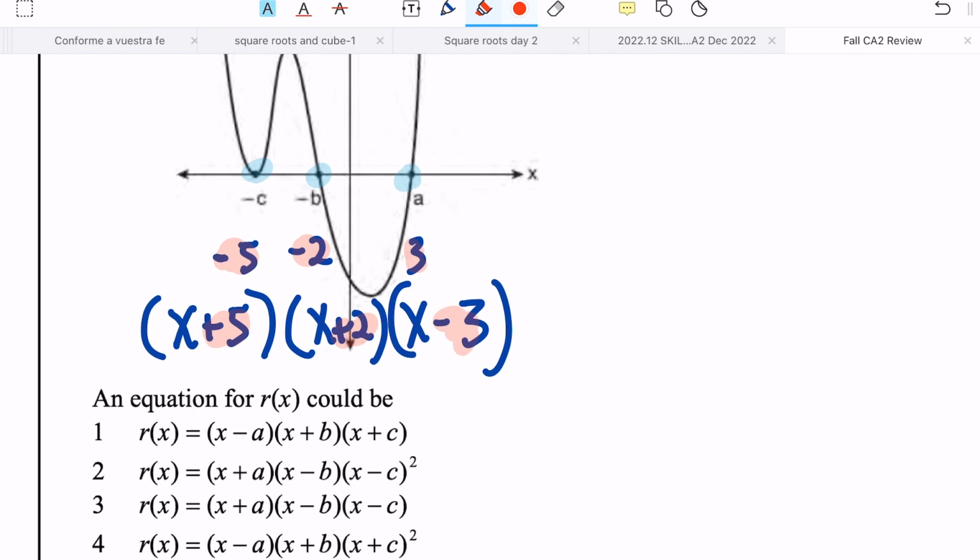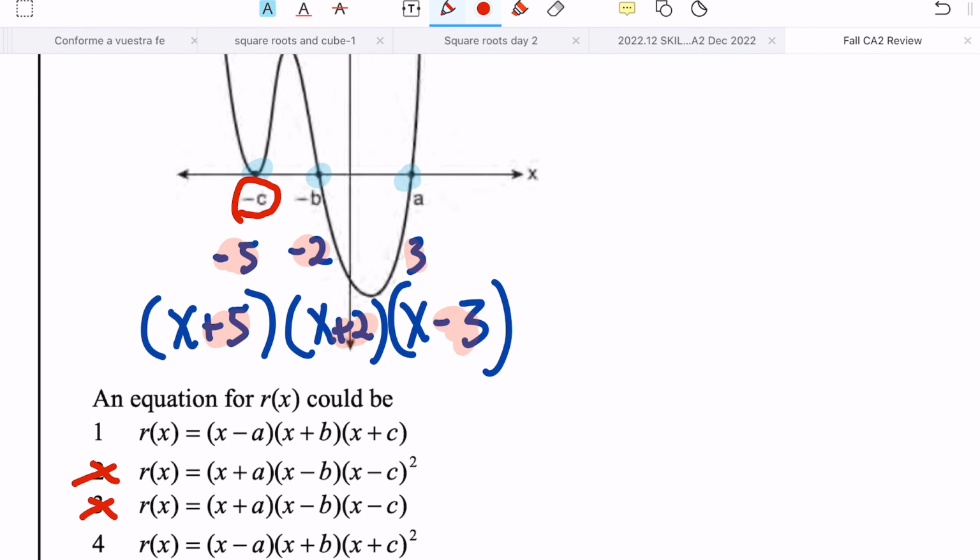So I should be looking for an x plus c. If I don't see an x plus c, because it has to be the opposite, I can actually eliminate 2 and eliminate 3. Okay, and then it must also be a plus b, okay, and a minus a. Now we have 2 solutions here, or 2 choices. It's either choice 1 or 4.